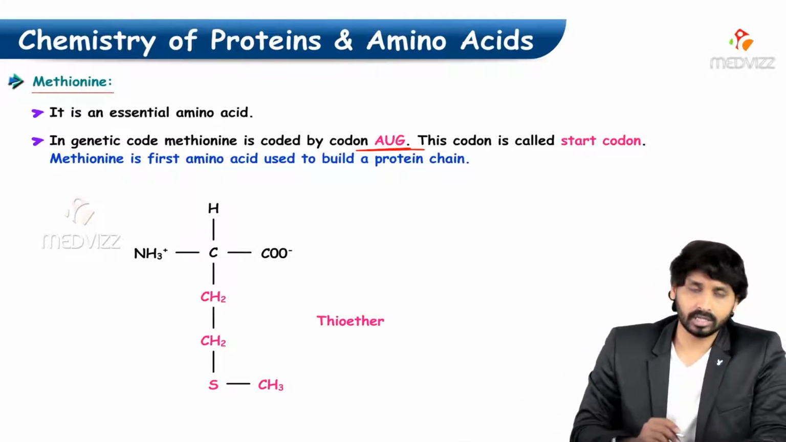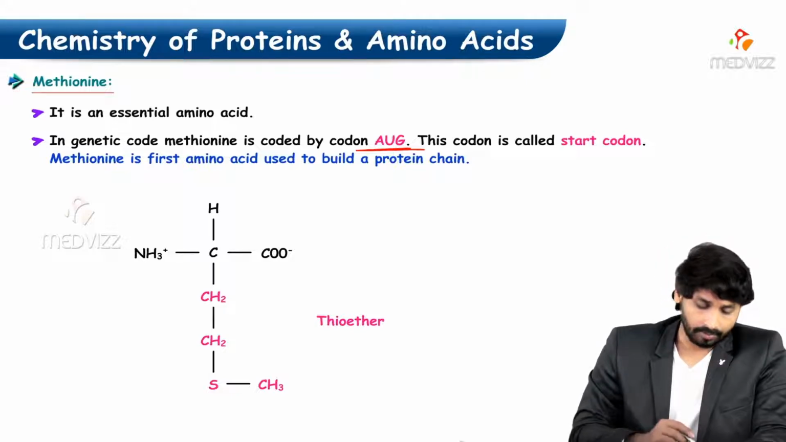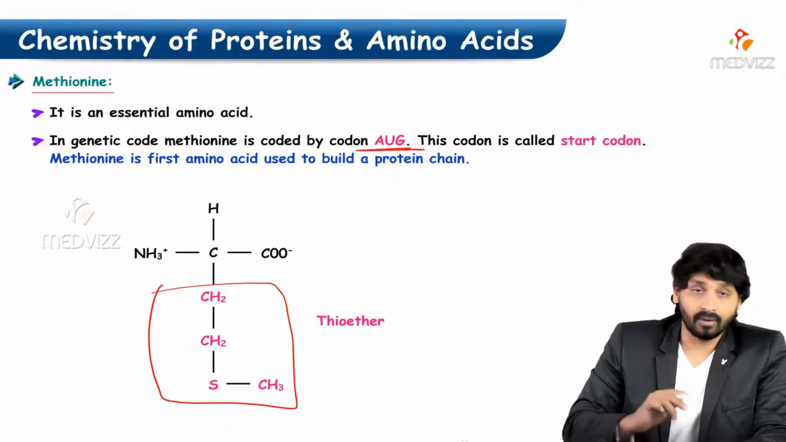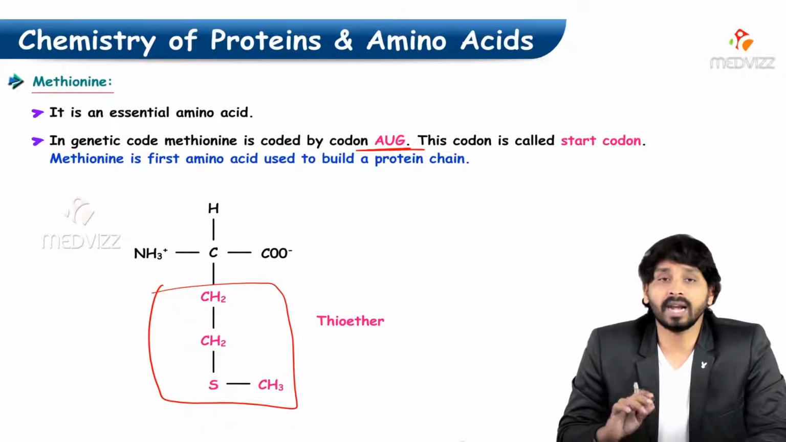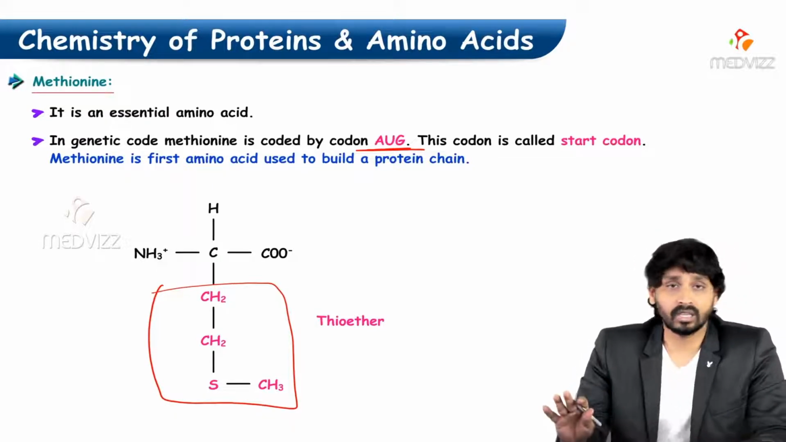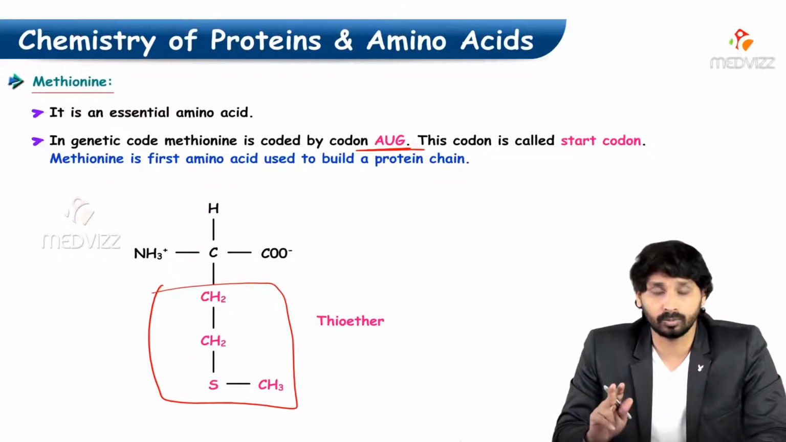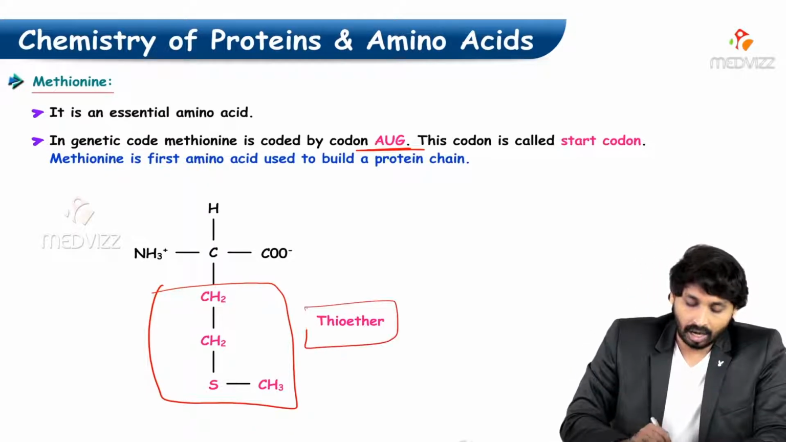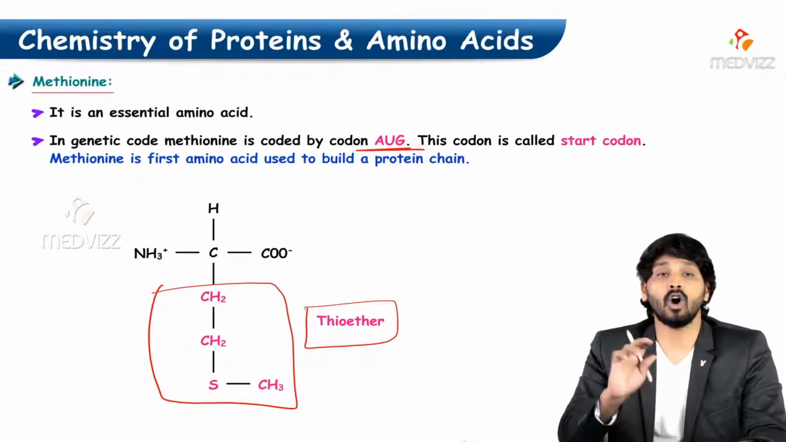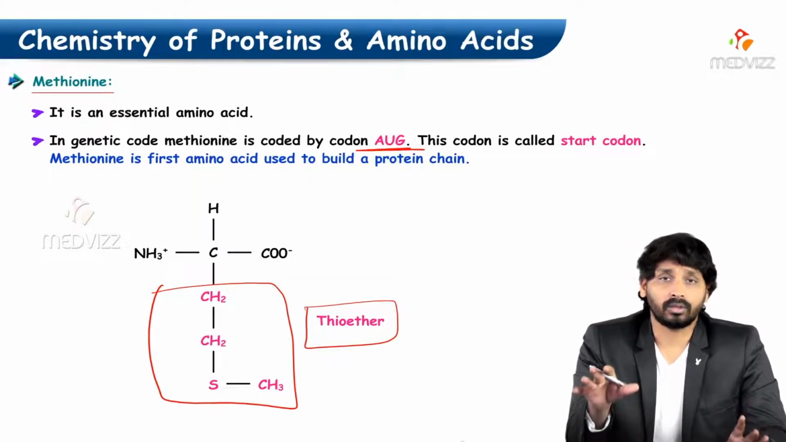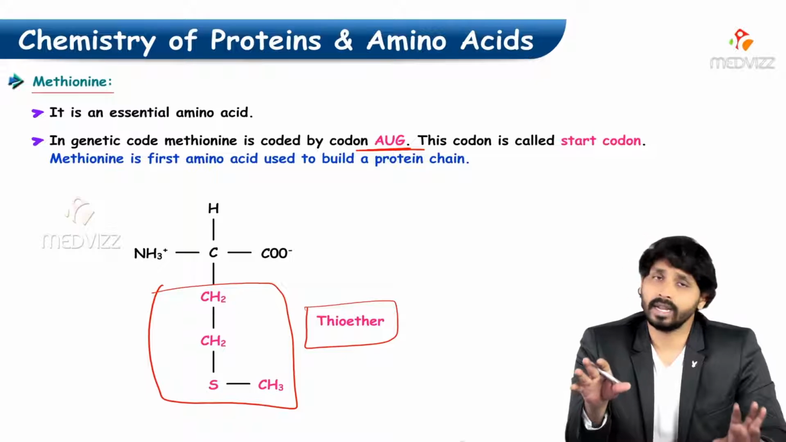You see here the difference between methionine and cysteine. In cysteine there is a free sulfur group, but in methionine there is no free sulfur, which is locked between two methyl groups. So the linkage is a thioether linkage. The sulfur is locked here. In cysteine there is a free sulfhydryl group, but in methionine there is a thioether linkage which locks the sulfur. There is no free sulfur in methionine.